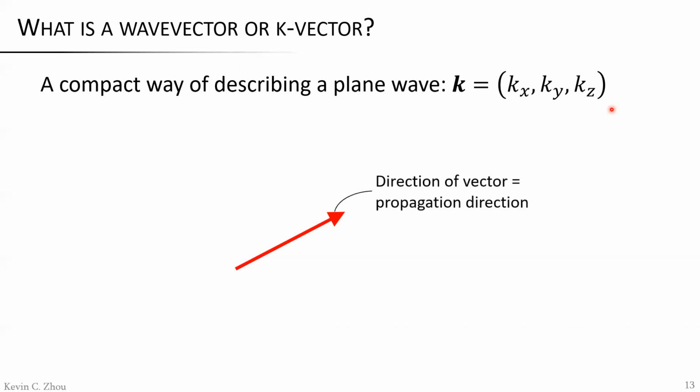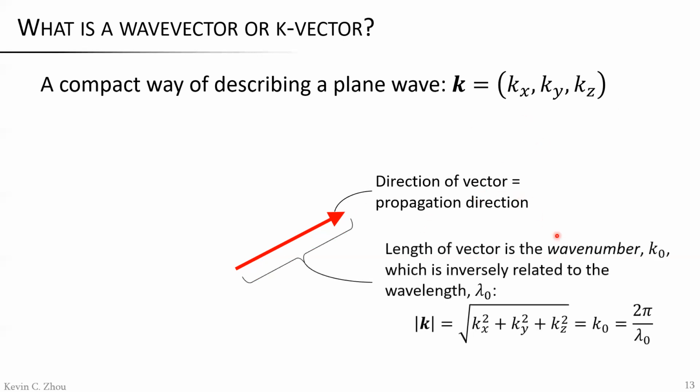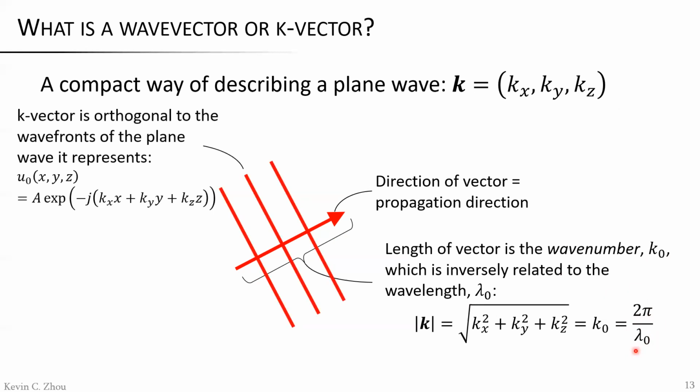So as we learned in, I guess, middle school or high school, vectors are characterized by a direction and magnitude. The direction corresponds to the direction in which this plane wave is propagating. And the length of the vector is called the wave number, denoted as k naught, which is inversely related to the wavelength lambda naught. We're using angular units, 2 pi over lambda naught. So the k vector is orthogonal to the wavefronts of the plane wave that it represents.